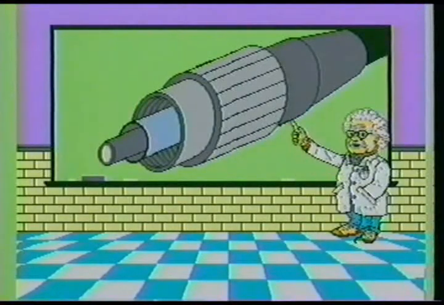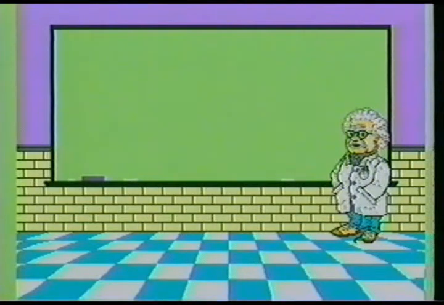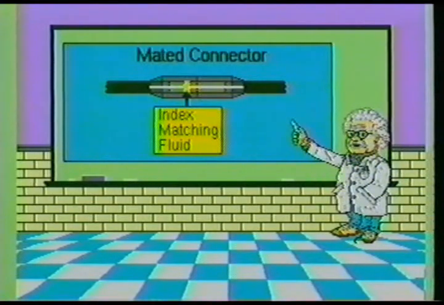Connectors are used to make temporary connections between two fibers, or between a fiber and a receiver or transmitting device. The four primary factors which affect the losses encountered in fiber optic connectors are alignment of the fiber core, spacing between the fiber ends, the diameter of the fiber cores, and the reflection of the ends of the fibers. Index matching fluids are commonly used to reduce losses encountered in spacing, alignment, and reflection.